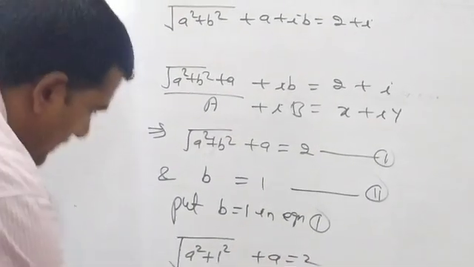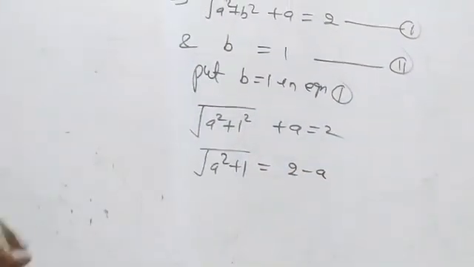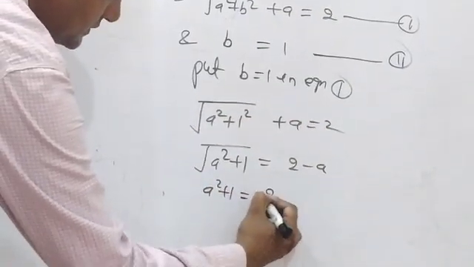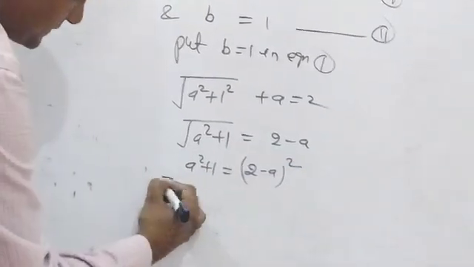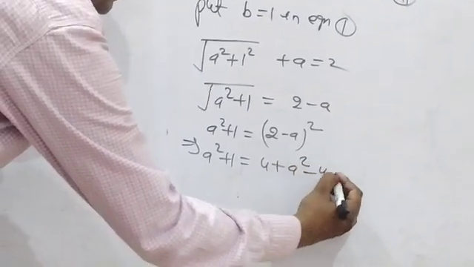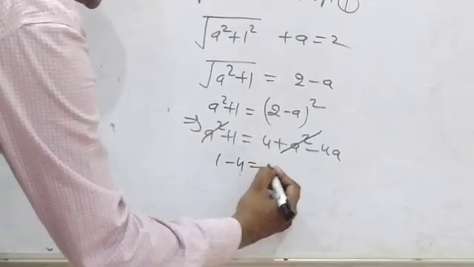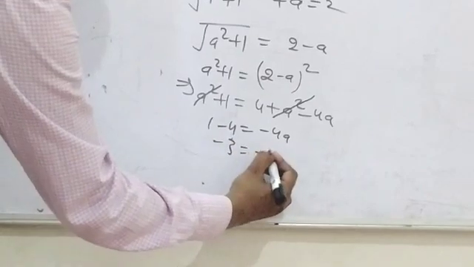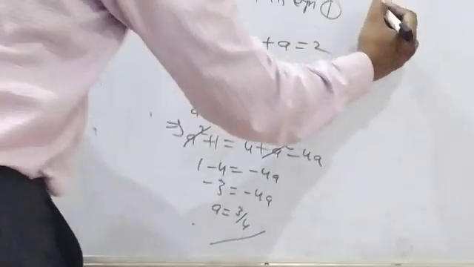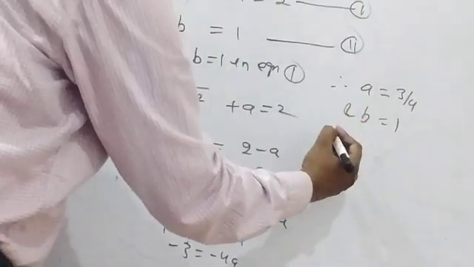Clear? Now under root a square plus 1 is equal to 2 minus a. Now square it both sides, means a square plus 1 is equal to 2 minus a whole square, then a square plus 1 is equal to 4 plus a square minus 4a. A square cancelled by this a square. 1 minus 4 is equal to minus 4a, minus 3 is equal to minus 4a, a is equal to 3 by 4. Clear? Therefore, a is equal to 3 by 4 and b is equal to 1.